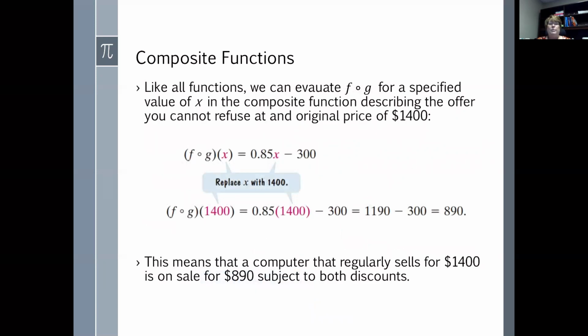Okay, so now suppose the original price of your computer was $1,400. So f composed with g of x is 0.85x minus 300. So you replace the x with 1,400. So f composed with g of 1,400 is 0.85 times 1,400 minus 300, which would be $890. So this means that a computer that regularly sold for $1,400 is on sale for $890.